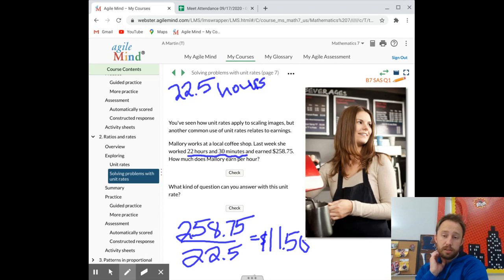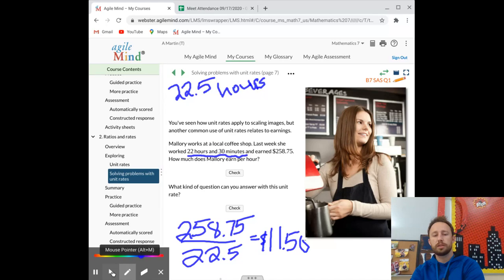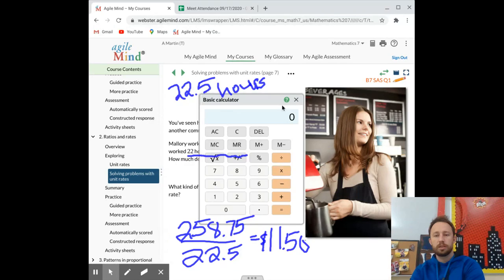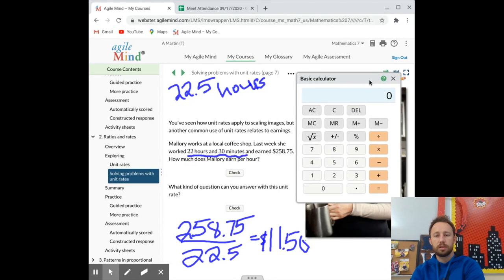So how do we know it's 50 cents and not 5 cents? Because there's always the tenths and the hundredths place. That's right, the tenths and the hundredths place. So the 5 is in the tenths place whenever we do this. So I'm going to put this in a calculator for those of us that struggle with those decimals so we can see how it works. We're going to divide by 22.5 hours and we get 11.5.